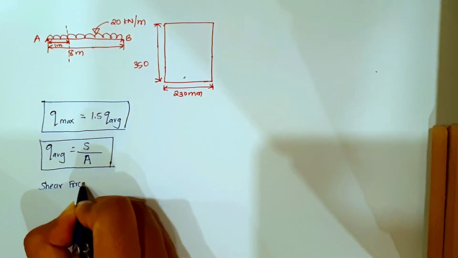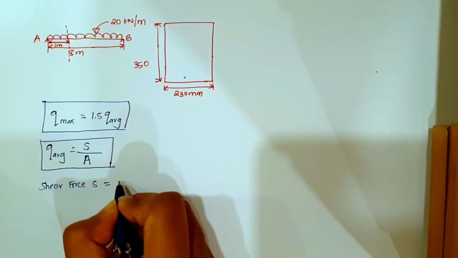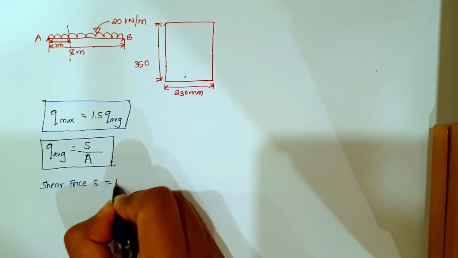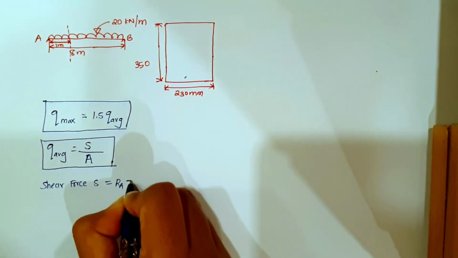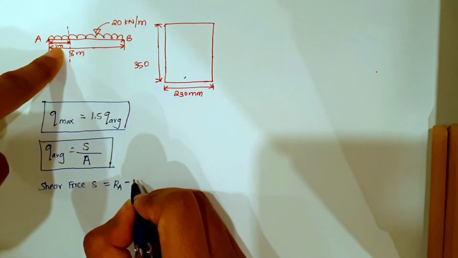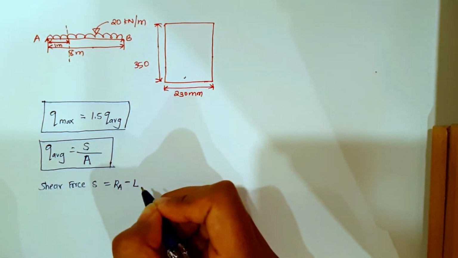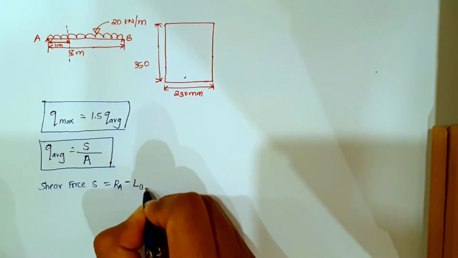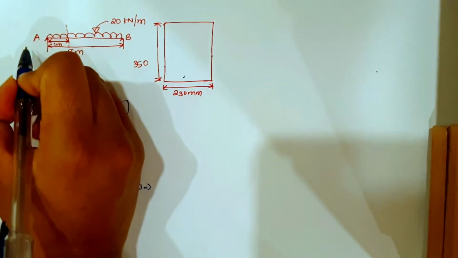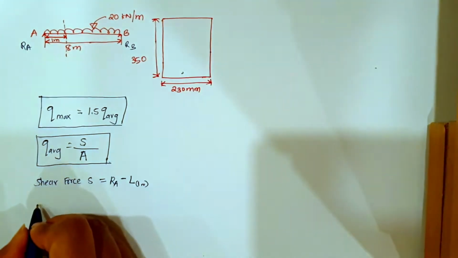Shear force S is not given, so shear force S will be equal to reaction RA minus the load acting for this much distance, till 1 meter distance. So how do we find it? We first need to find reaction RA here. So we need to find RA and RB. Now how do we find reactions?